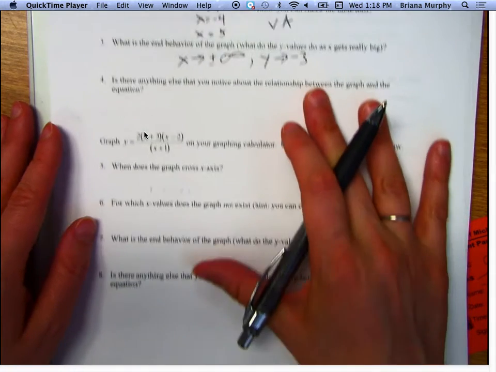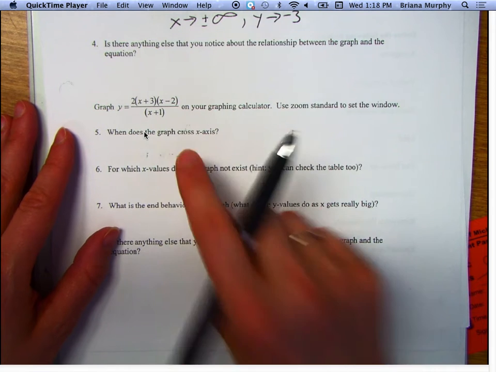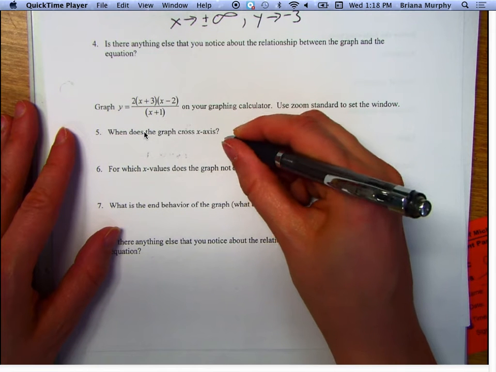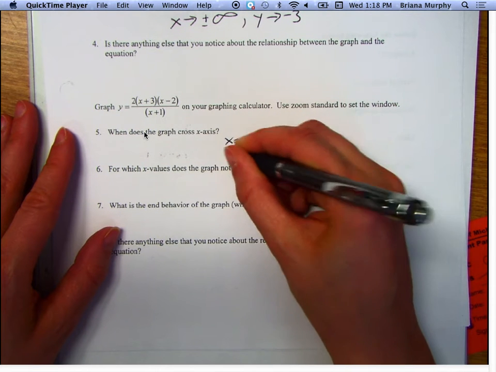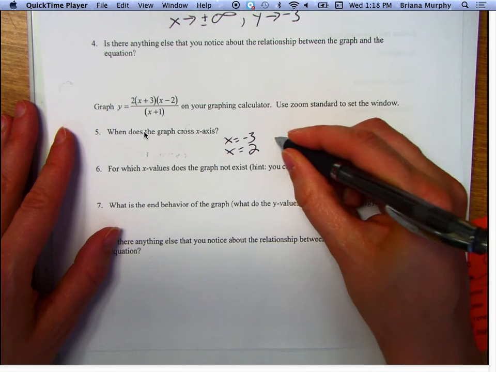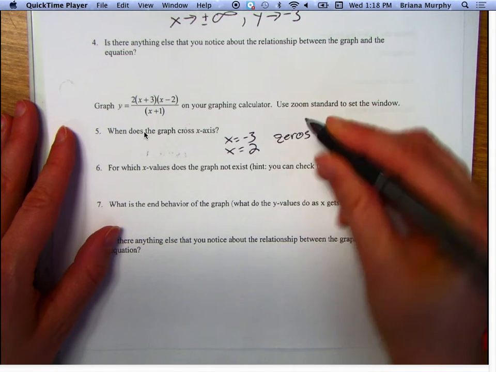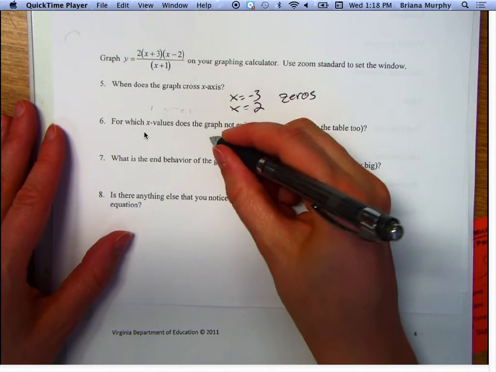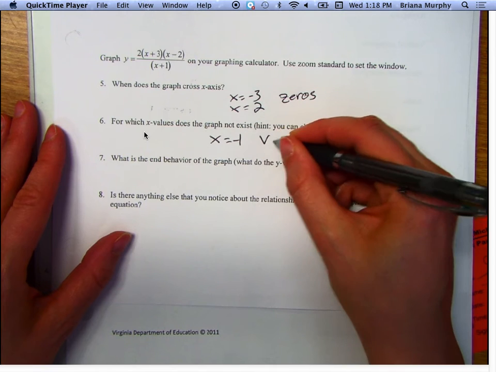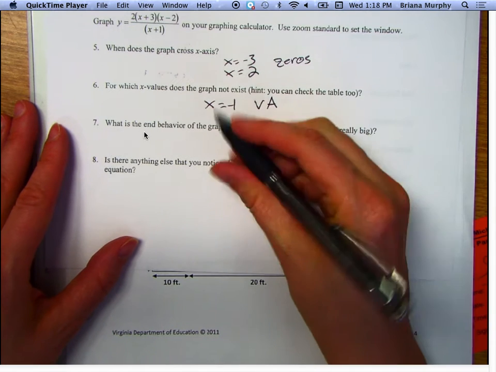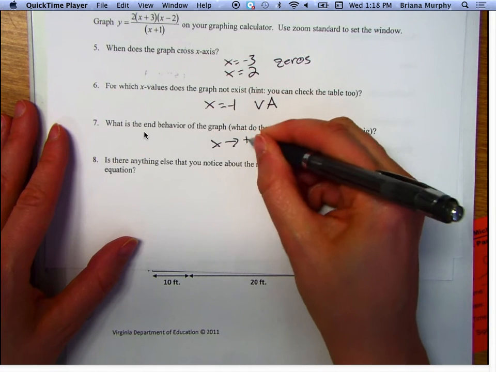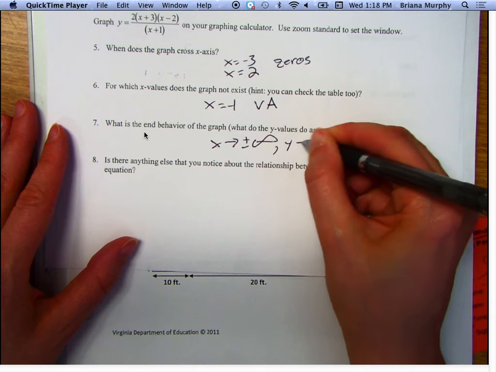Okay. When does the graph cross the x-axis? It crosses at x equals -3 and x equals +2. Again, these are the zeros. It does not exist at x equals -1. Remember, that's the vertical asymptote. And as x approaches positive and negative infinity, y approaches 2.